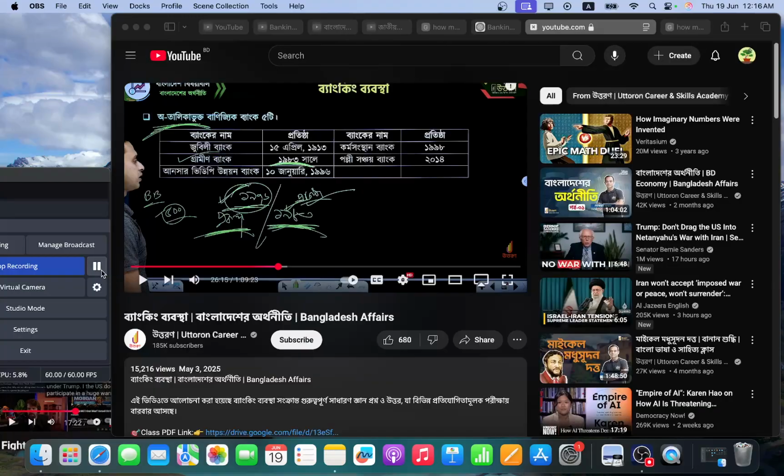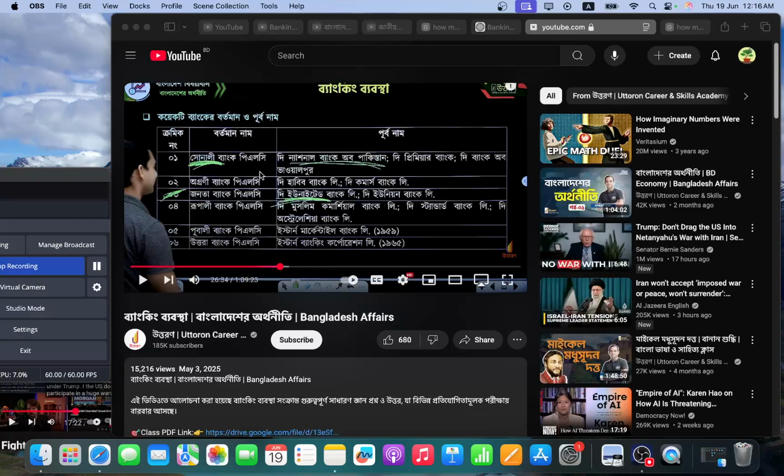Okay, banks and their previous names. Sonali Bank was known as the National Bank of Pakistan, the Premier Bank, the Bank of Bahawalpur. Agrani Bank, Habib Bank. Janata Bank, the United Bank Limited, Union Bank Limited. And Pubali Bank, the Eastern Banking. Apparently these are not important.